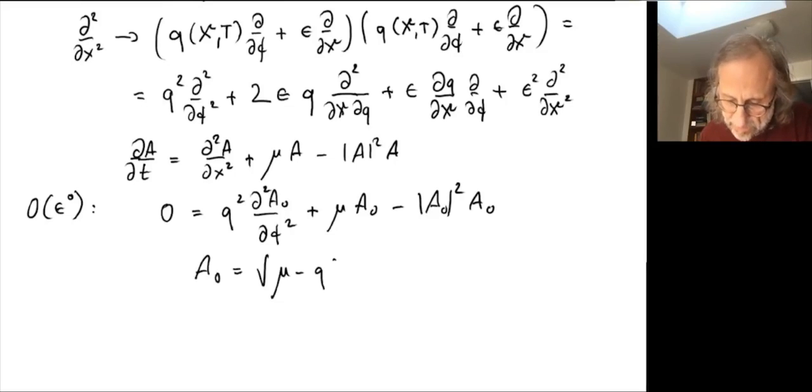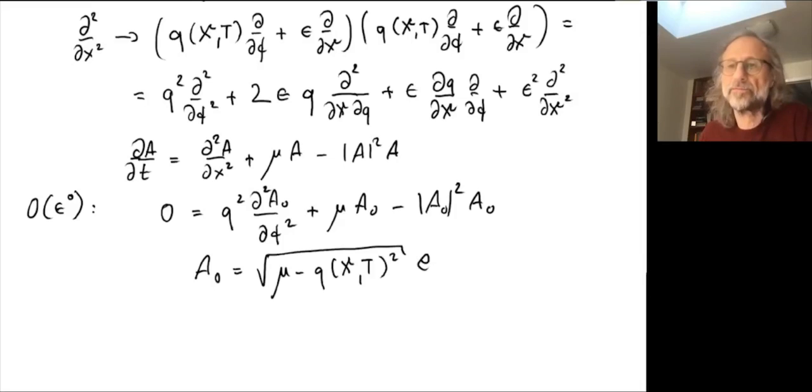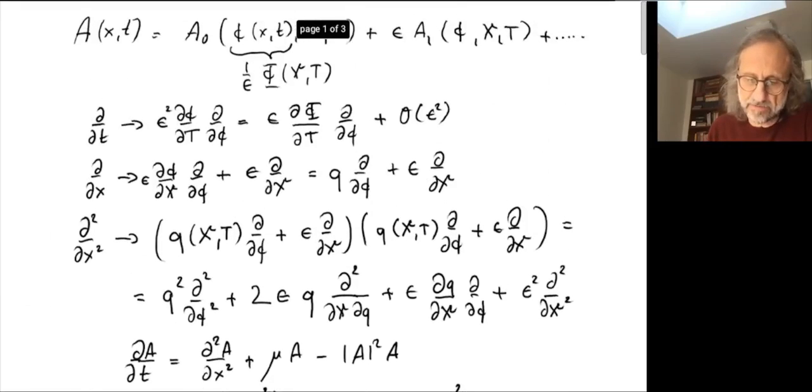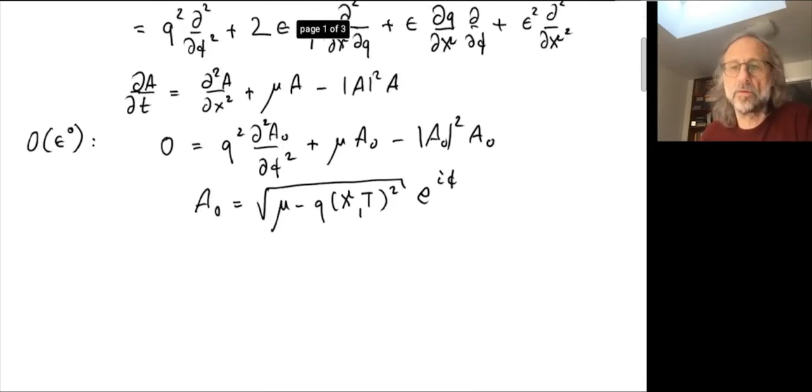And let me actually make explicit that q depends on space and time. And this is e to the iφ. So we have now that A0 depends on phi, the phase phi. That's this periodic dependence I mentioned. But it also depends on the slow variables x and t through the wave number. So that's why we made that ansatz like that. Right? Okay, good. Next order.